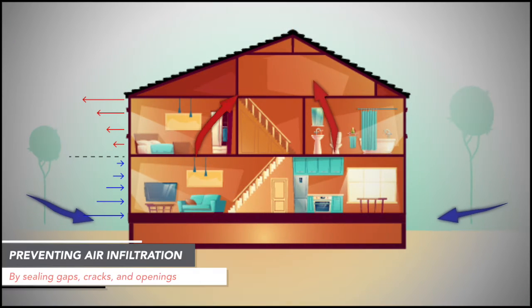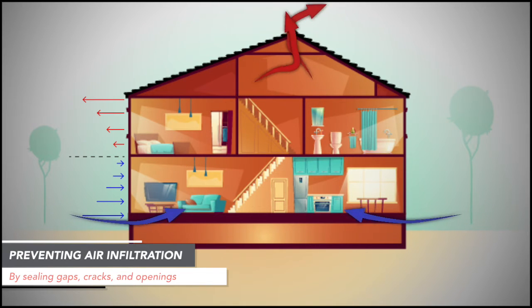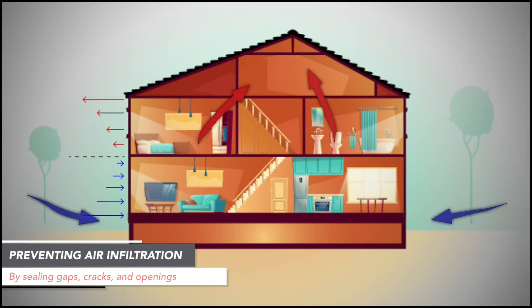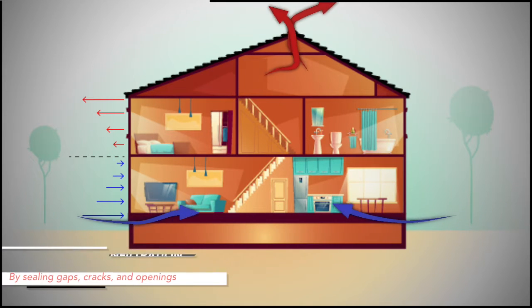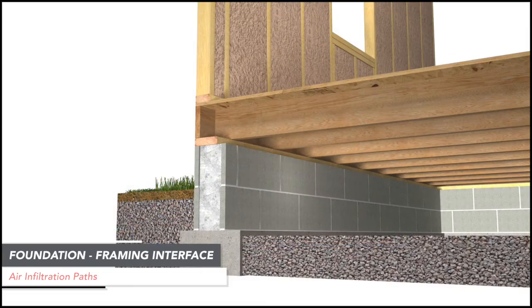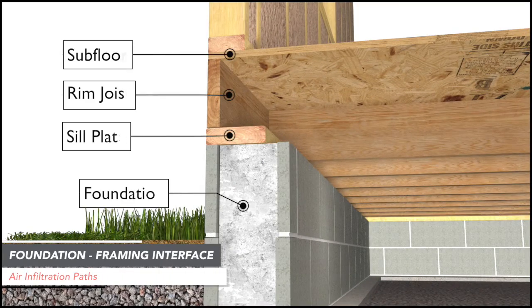The best way to reduce air exfiltration and infiltration in a building from the stack effect is to eliminate all cracks, gaps, and openings in the ceiling and at the framing foundation interface. Shown here are the typical air infiltration paths at the foundation framing interface.